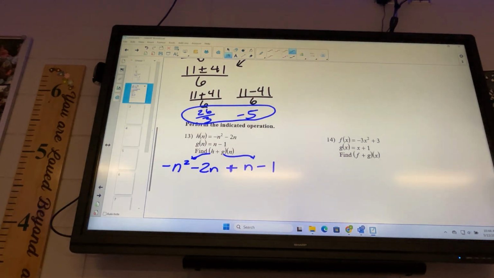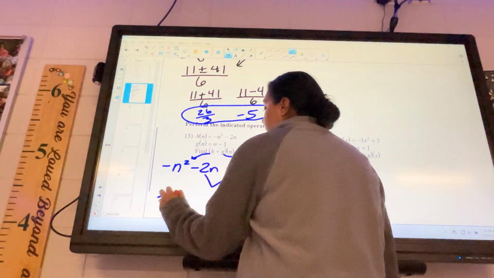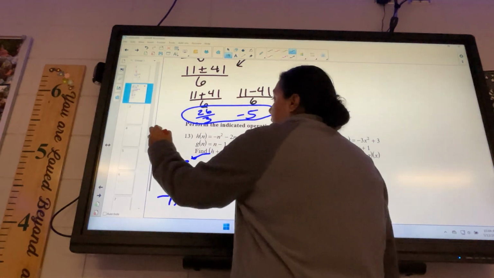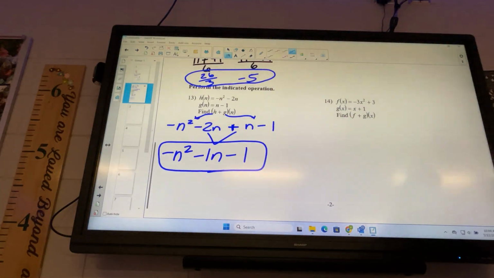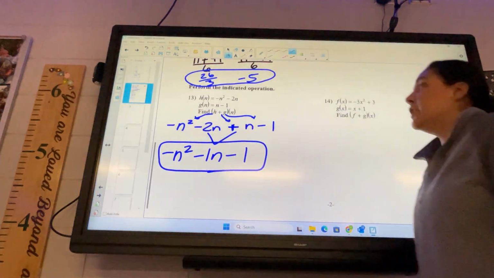If we're looking at this, what can get combined? The negative 2n and the n. So what is negative 2 plus 1? Negative 1. So this part is going to be negative n squared minus 1n minus 1. Alright, so this one is solved. All we did was take the H, say plus, and then add the G.